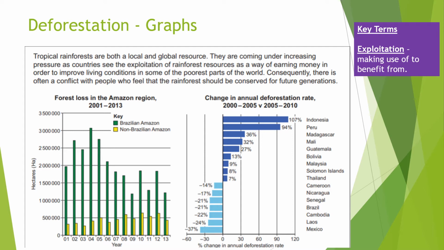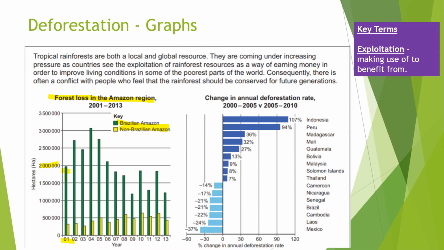Okay, so hopefully you've read through that. Just a quick explanation of the graphs for anyone who didn't quite understand. The first graph over here shows the amount of the Amazon lost each year, measured in hectares, for both the Brazilian and non-Brazilian Amazon. Those two different colours in a compound bar graph. So you can see here, for example, that in the year 2001, just under 2 million hectares of the Amazon was lost in Brazil, being that green column there.